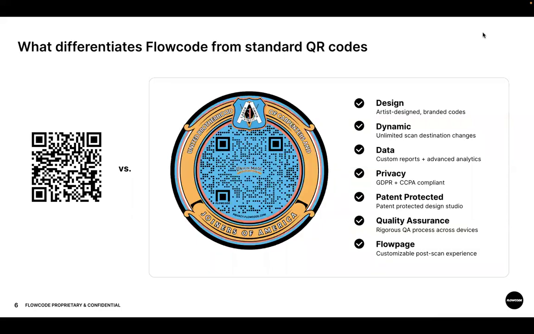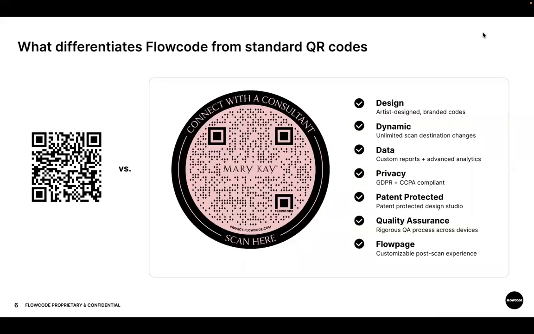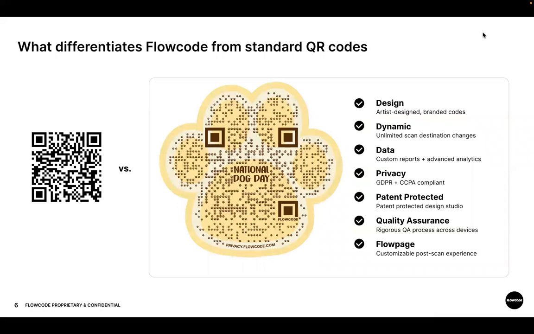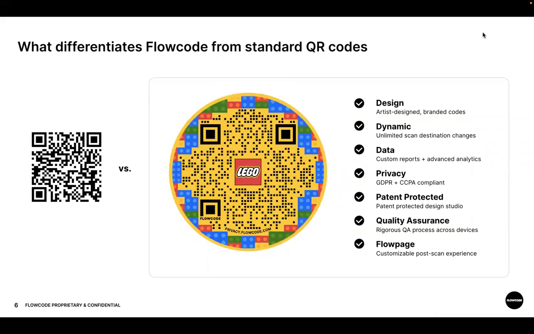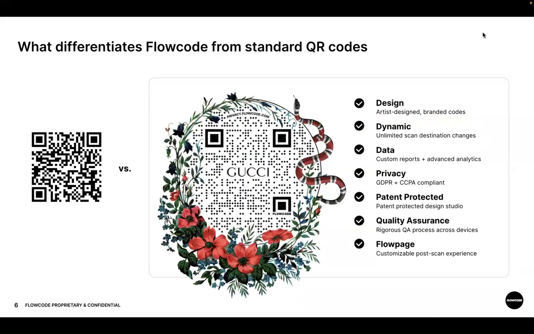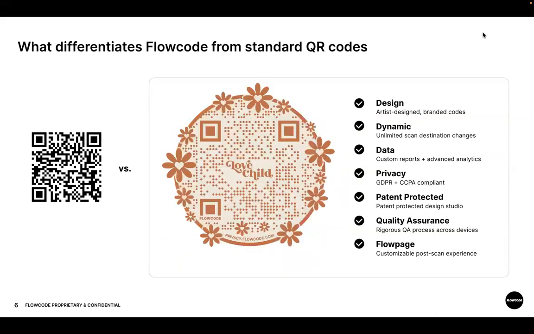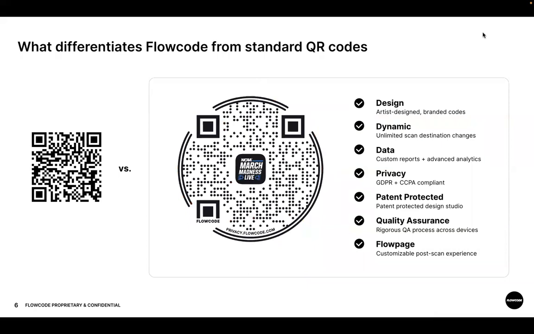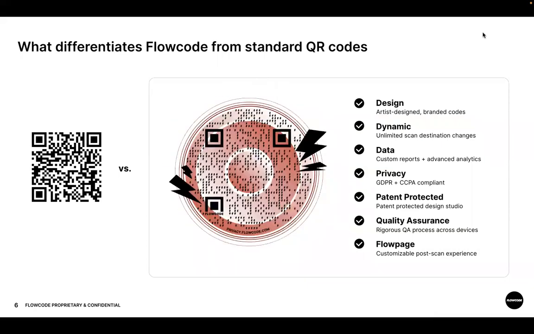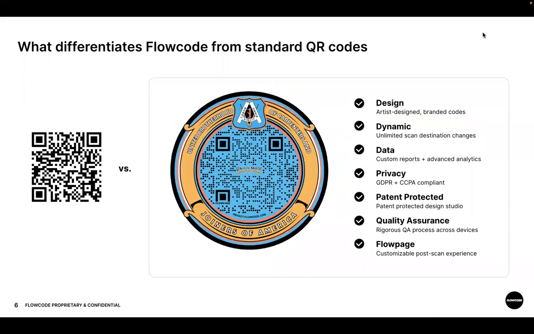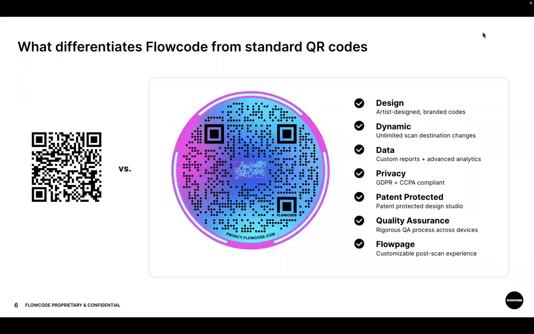And then, of course, privacy. We are fully GDPR and CCPA compliant. What that really means is that when you scan a flow code, we don't collect any personally identifiable information from the user. So you have some level of insurance when you're using a flow code and when you're scanning a flow code. All of that first-party data is captured through Flowpage, through our CRM capture, and I'll go through what that looks like in the next slide.